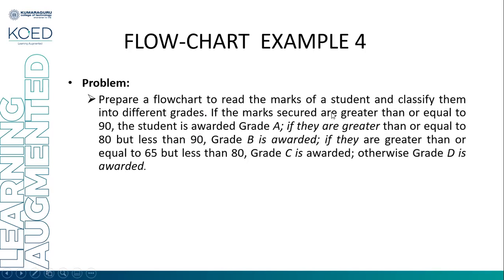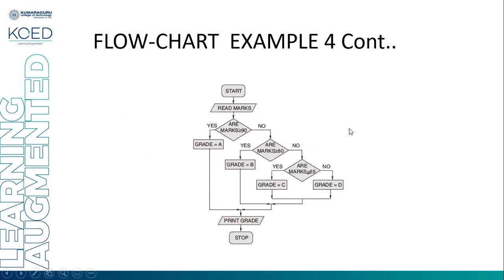If they are greater than or equal to 80 but less than 90, grade B is awarded. If they are greater than or equal to 65 but less than 80, grade C is awarded. Otherwise, we have to award grade D. So this is the flowchart for this.